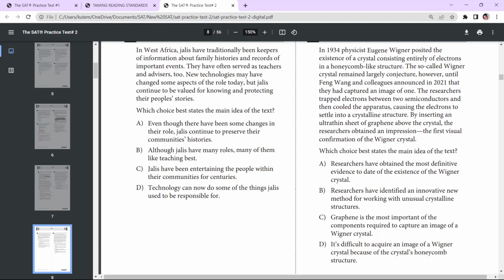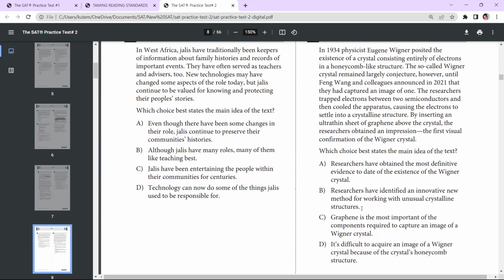Now, what is being said about it? Let's try to sort of skim through the passage, right? The first sentence talks about the structure. Second is no one had an image. And then researchers trapped electrons, ultra-thin graphene above the crystal. They obtained an impression. So basically the whole thing is talking about them trying to find an image of the crystal and them trying to create that structure. That's what's being talked about throughout.